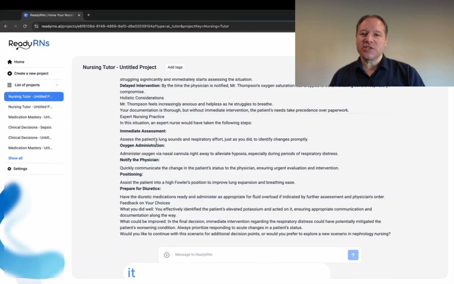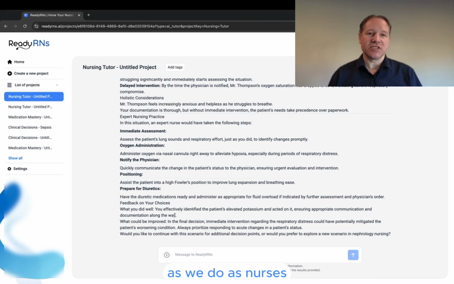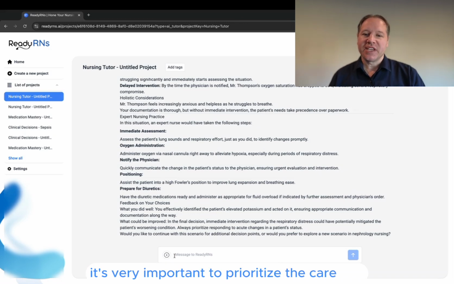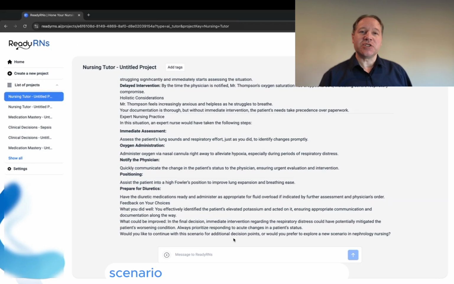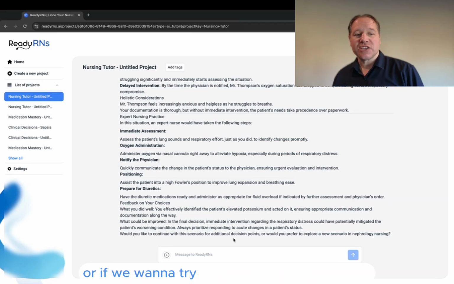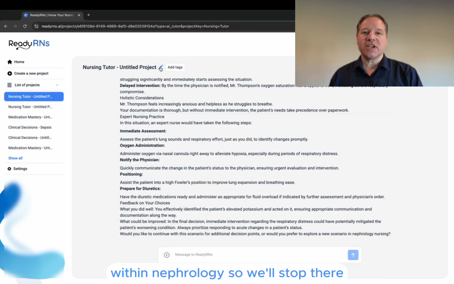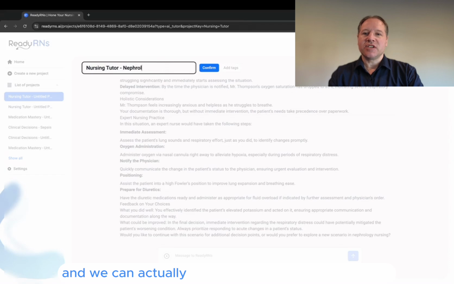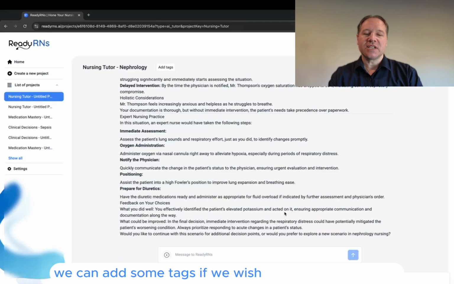So as we see, it shows immediate assessment, oxygen administration, notify the physician, positioning, prepare diuretics. So you can see that order of prioritizing as we do as nurses. It's very important to prioritize the care. It provides feedback on what we did well and what we could improve, and then asks if we'd like to continue this scenario and do more decision points, or try a new scenario altogether within nephrology. So we'll stop there, and we can just call this nephrology for now. Of course, we can add some tags if we wish, so we can find it later.